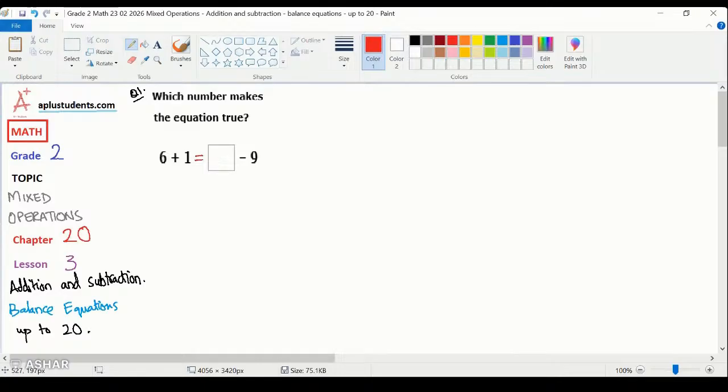So 6 plus 1, we know that 6 plus 1 is 7, right? 6 plus 1 should be equal to, what we say is, these numbers are on the left hand side and these numbers are on the right hand side. The numbers on the left hand side should be equal to the number on the right hand side. Agreed? So if we need to find this missing number, how can we do that?